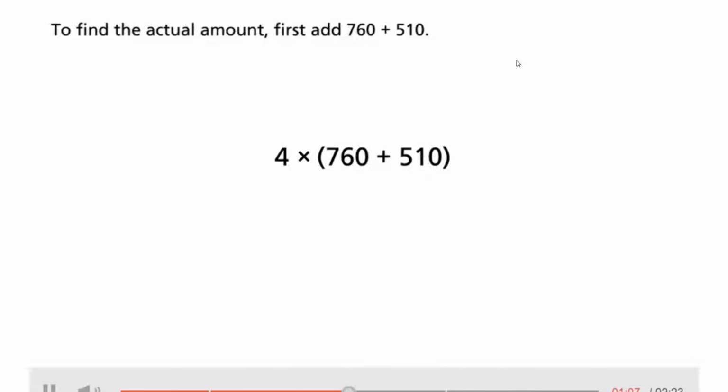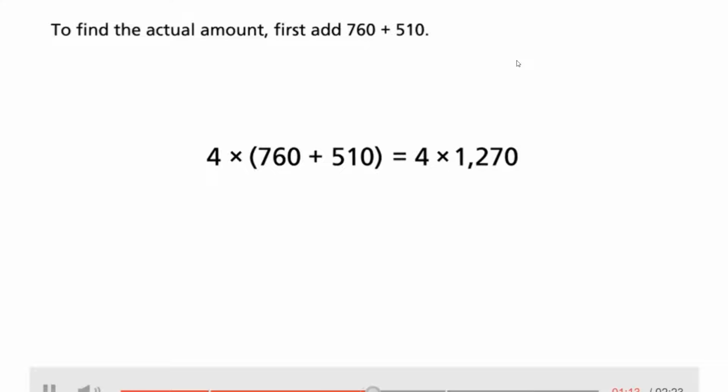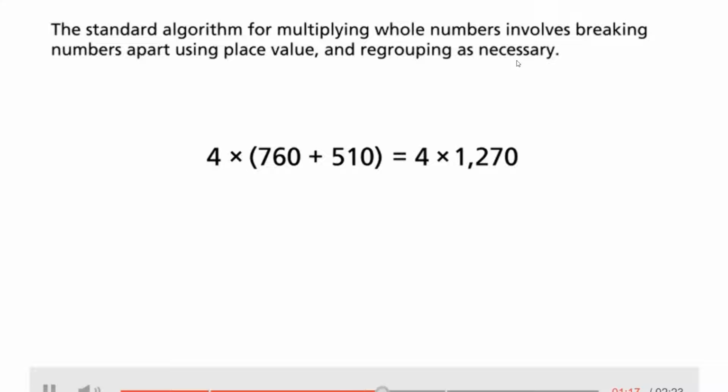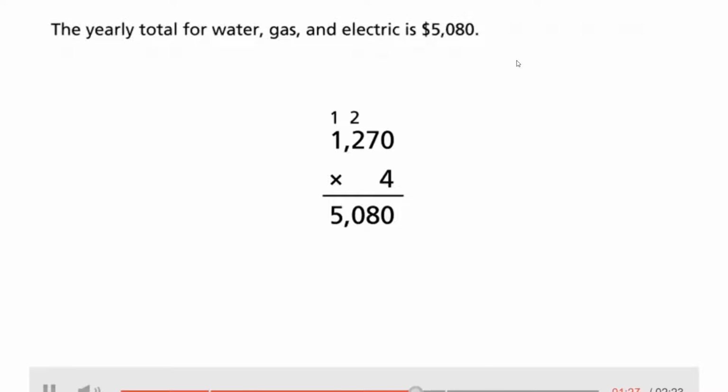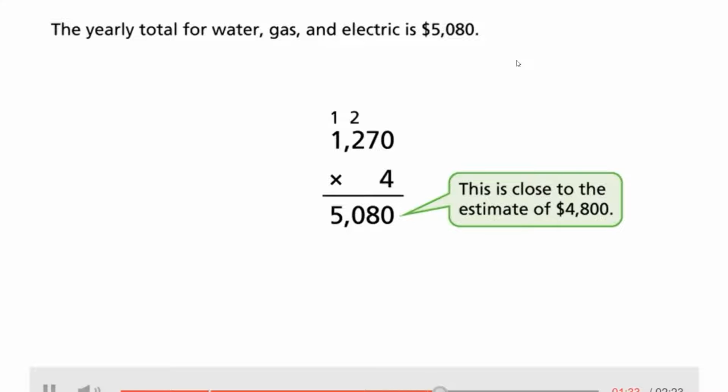4 times the quantity 760 plus 510 equals 4 times 1,270. The standard algorithm for multiplying whole numbers involves breaking numbers apart using place value and regrouping as necessary. The yearly total for water, gas, and electric is $5,080. This is close to the estimate of $4,800.